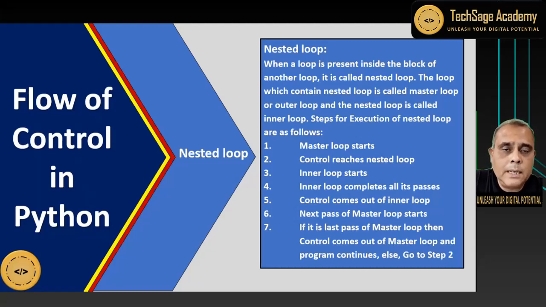Once the inner loop terminates, again the incrementation in the master loop takes place. Again, the condition is checked. This process continues till the condition of the master loop becomes false, or if it is a for loop, the range is exhausted and the loop will terminate. The master loop will terminate. So this is the process of execution of nested loops. So let's see some examples of nested loops.